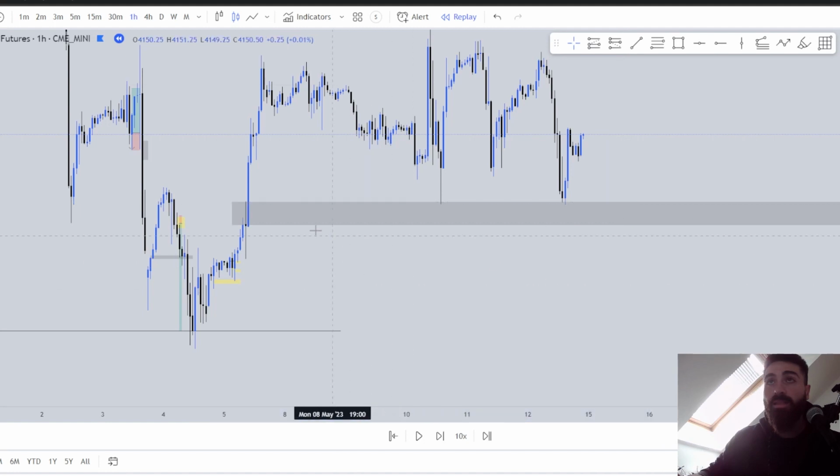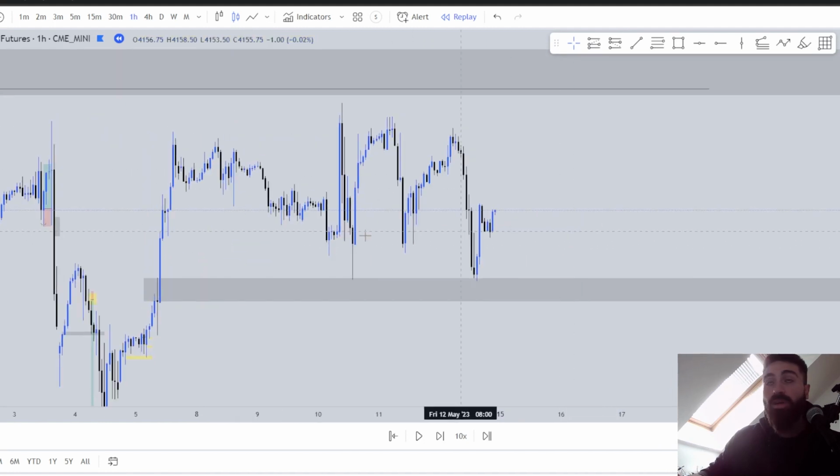Why? This was the last retest of this order block before expanding higher. So as we can see, the price came back, respected it right here. We got our first retest, and then we got our second retest.